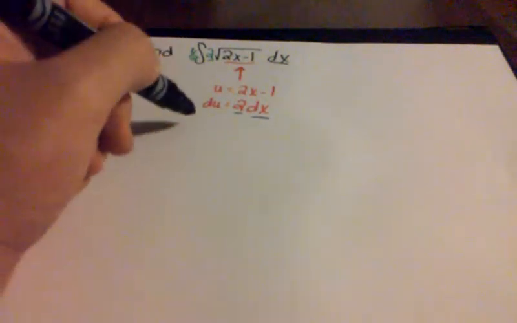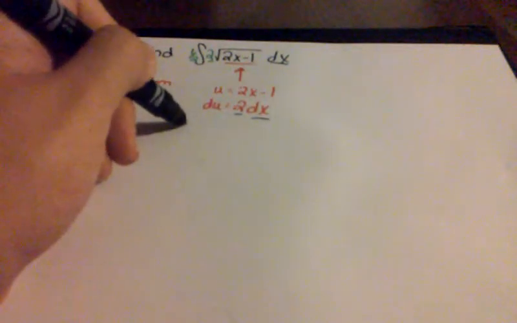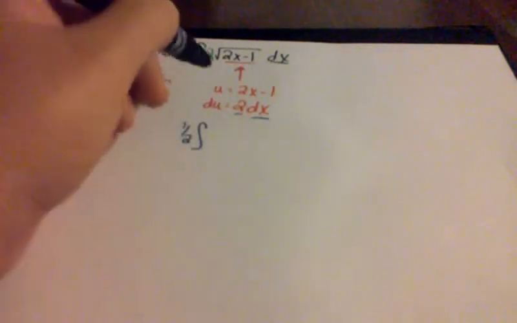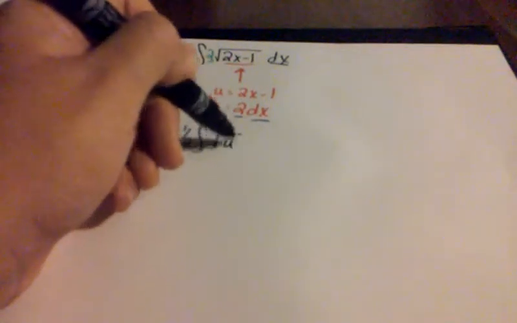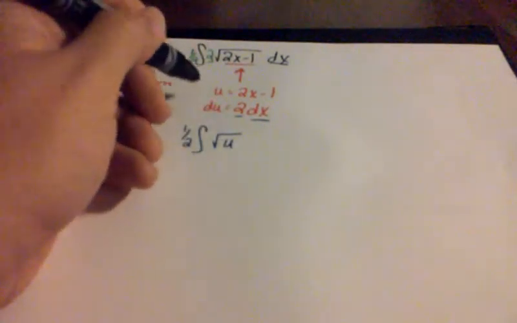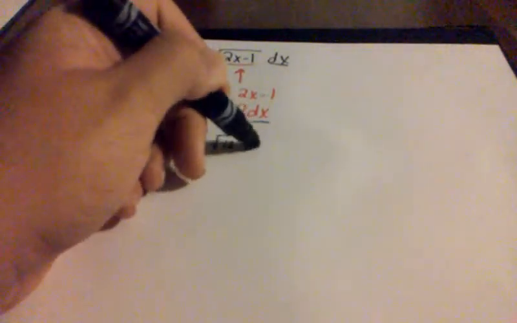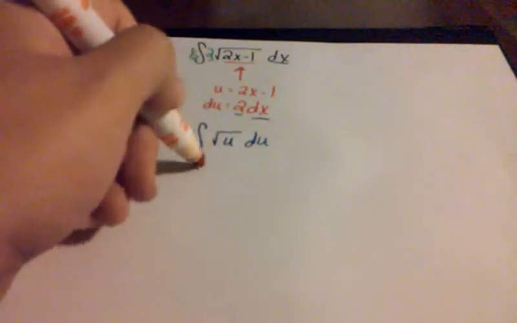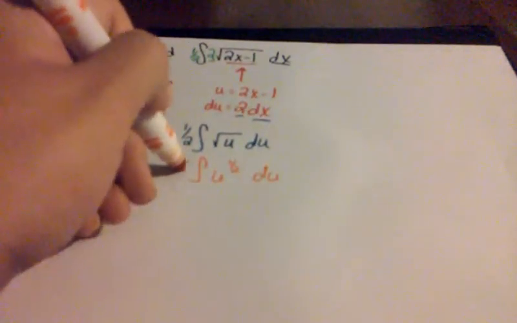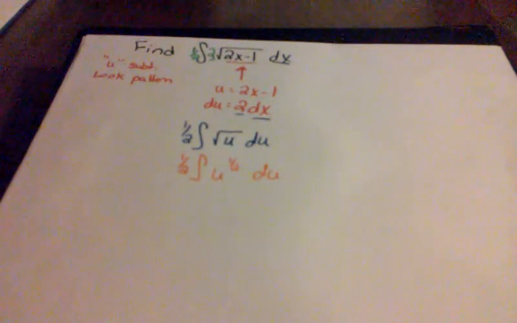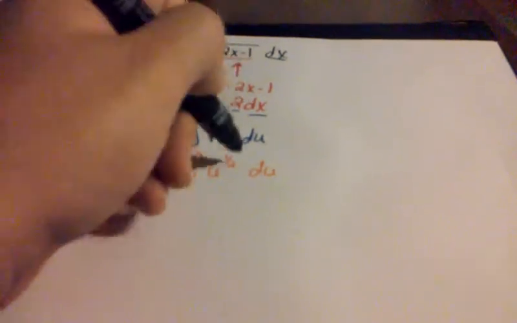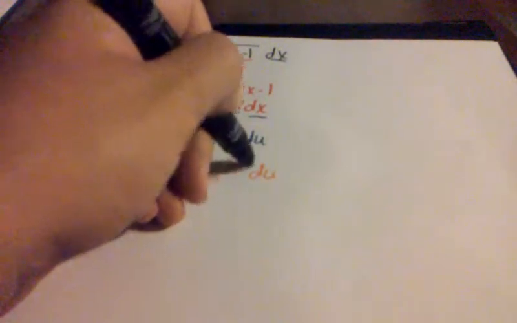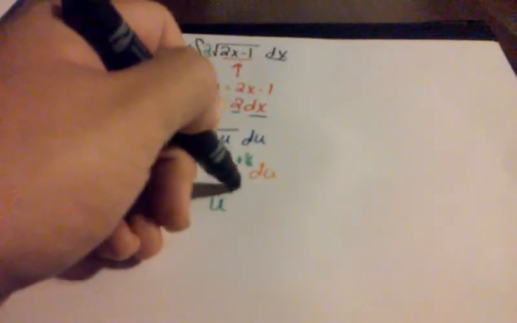So I'm just going to rewrite this with my u substitution. It's going to be 1/2 the integral of the square root of u, because 2x minus 1 was u, and then 2 dx, I'm going to rewrite that as du. All right, now you might not be able to see it written like this, but I'm going to rewrite the square root of u as u to the 1/2. The reason is because that way I can do my power rule. So I'm going to add 1 to the power, which is the same thing as 2 over 2. So that's going to give me u to the 3/2.